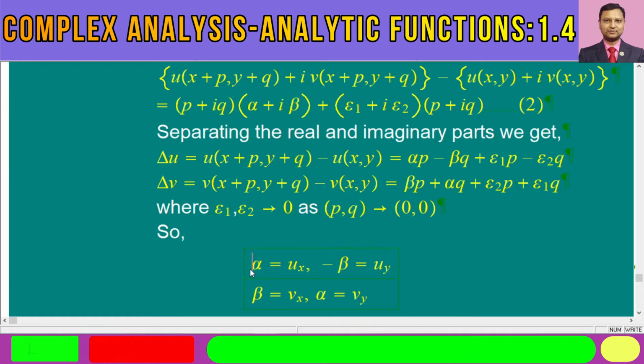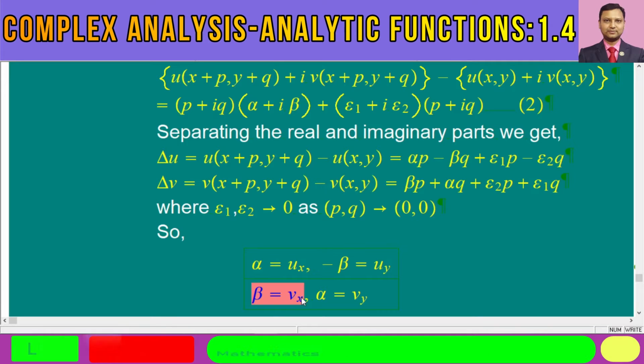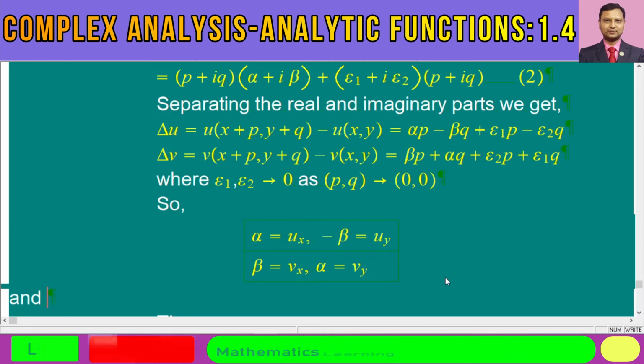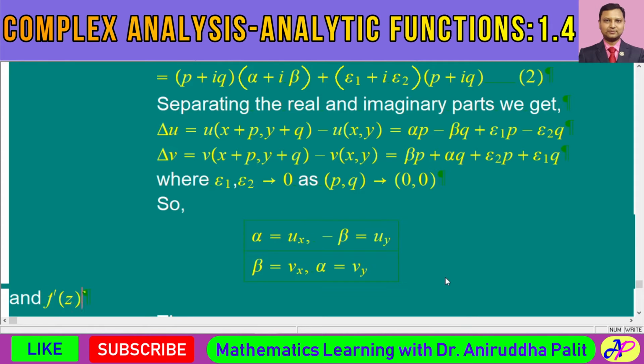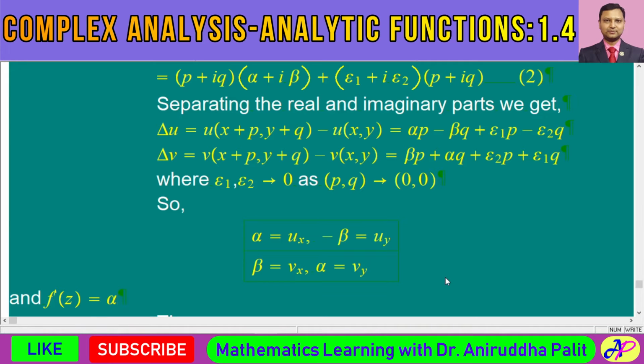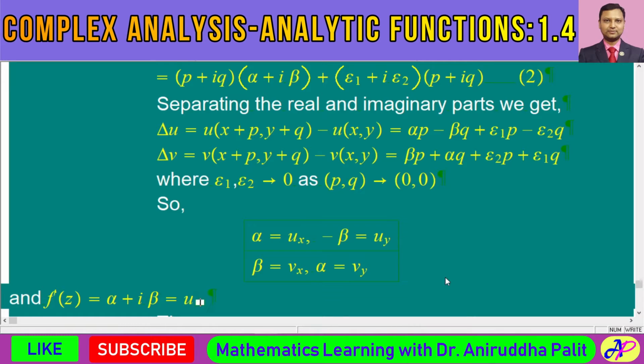And finally, we proved that alpha is equal to ux and beta is equal to vx. So we can write f dash z, from the previous theorem in the last class, as f dash z is equal to alpha plus i into beta, that is, alpha means the partial derivative ux, plus i into beta means the partial derivative vx. Okay, so this is the expression of f dash z.